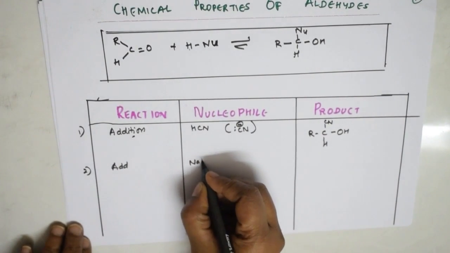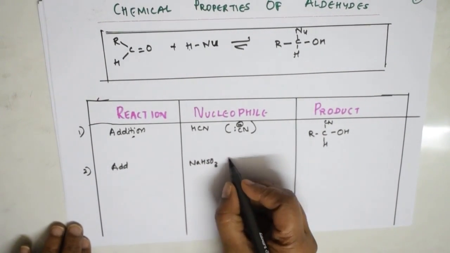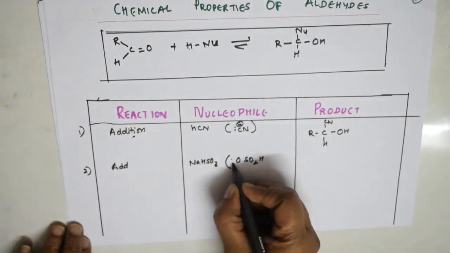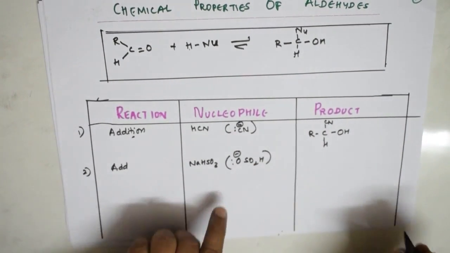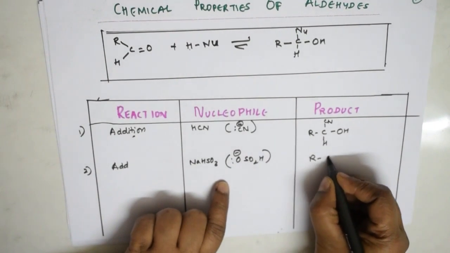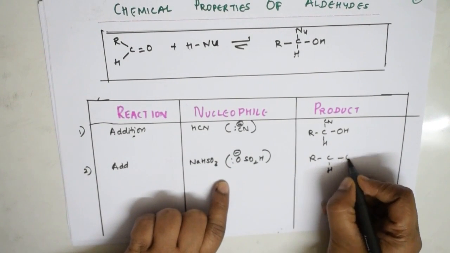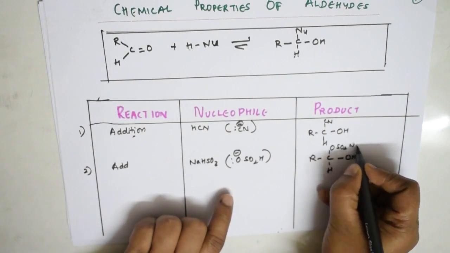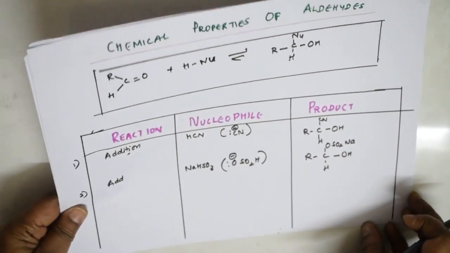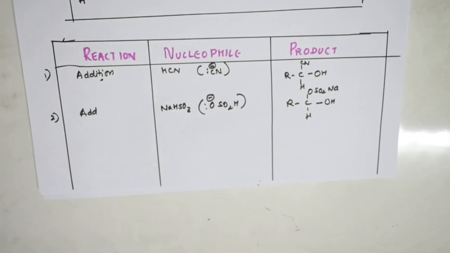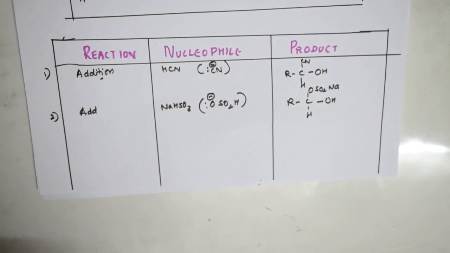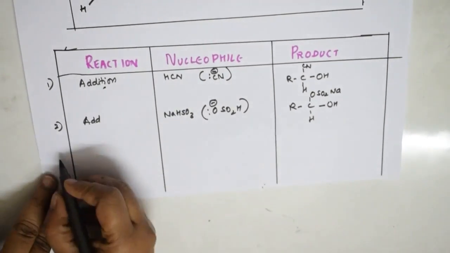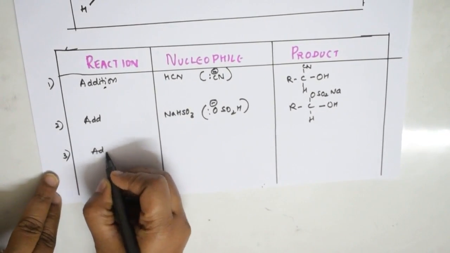Here I'll be adding sodium bisulfite, right? Here what is a nucleophile? This is the nucleophile. Where are we going to add the product? Same thing, R, C, H, OH. In the nucleophile place, you're going to add SO3Na. What is the name of this? This is nothing but the addition product of sodium bisulfite, right? Or adduct of bisulfite.